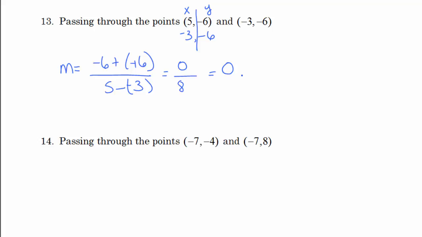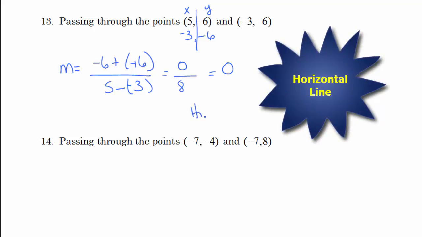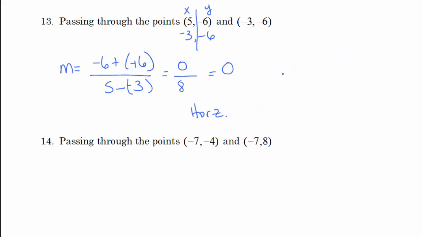What does that tell me? That tells me that this is a horizontal line. And all horizontal lines are always in the form of y equals a number. Well, you're saying which number? The y's are the same. Oh, and a couple of lessons ago I said, hey, if the y's are the same, your slope is going to be 0 and it's going to be a horizontal line. Here it is again. So what is y equal to? -6.